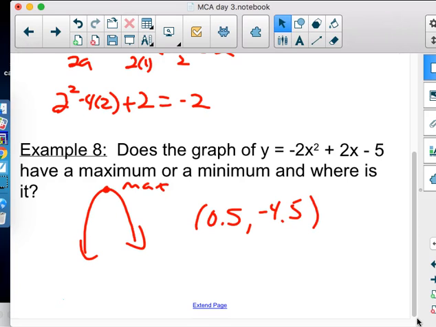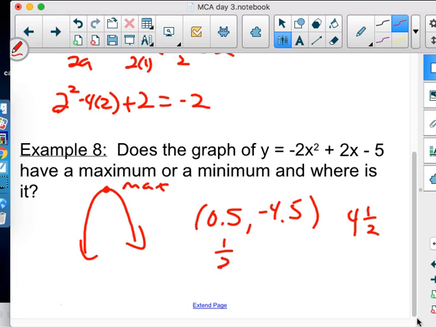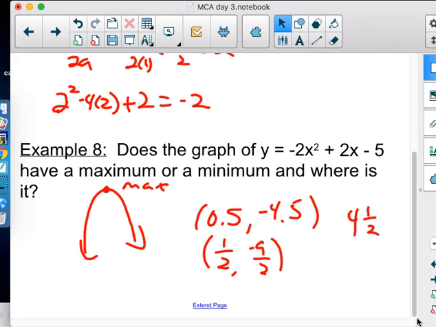Or 1/2 and -9/2 as an improper fraction. Let me remind you of how you do that. So that would be 9/2, -9/2. If you saw fraction answers down there for everything. And again, you could do that by hand with the little x equals -b over 2a and plug that back in. You will get 1/2 and -4.5.